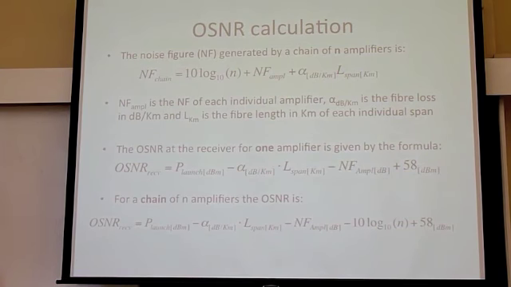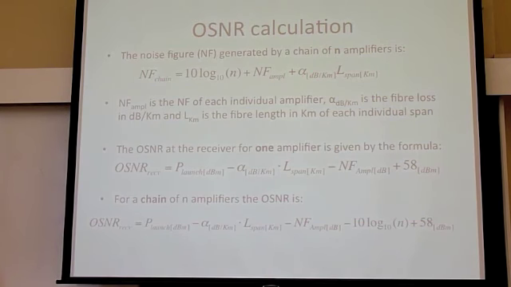So this is the noise figure generated by a chain of amplifiers when you put a lot of them all together. This is the number of amplifiers you have in the chain, the noise figure of each amplifier, and this is the length of each span between the amplifiers, and this is just the loss of the fiber.